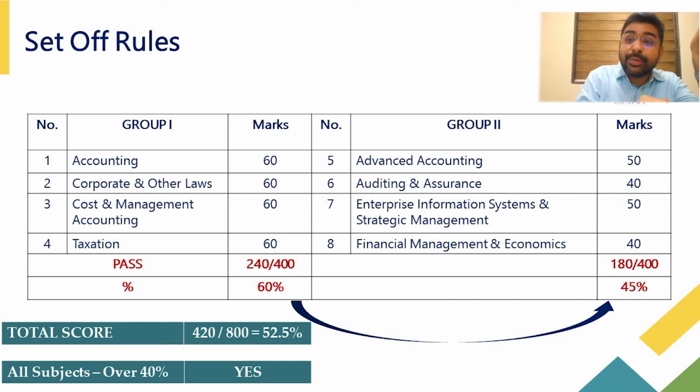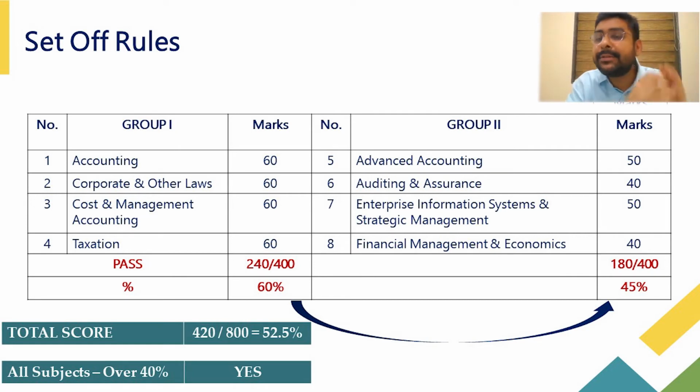One extra score in one group helps you set off against a lower score in another group. And that is why it is always encouraged that in CA exams, you should give both your groups together. And hence, you should coach yourself for both your groups. That's very, very, very important.